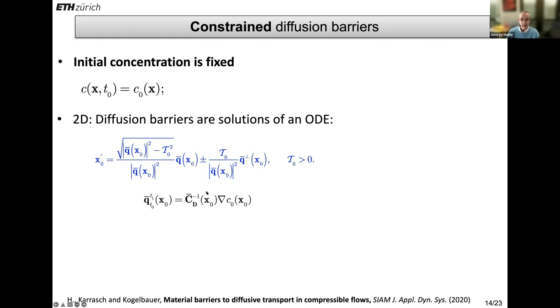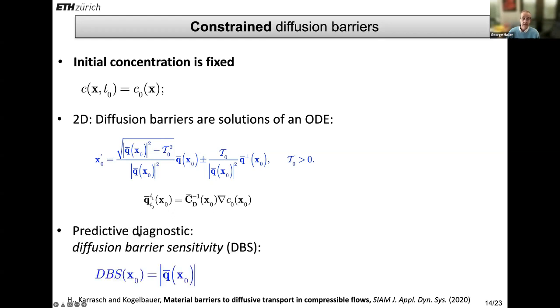And this Q bar vector has not only that modified average diffusion weighted Cauchy-Green strain tensor, but also that multiplies the initial concentration gradient field. So this is where the initial concentration field comes in. So this is how the results will depend on that. We again have a predictive diagnostic for the most important barriers. Again, the analog of FTLE in this context would be the diffusion barrier strength, which would be simply the norm of this vector as it comes out from the calculations.